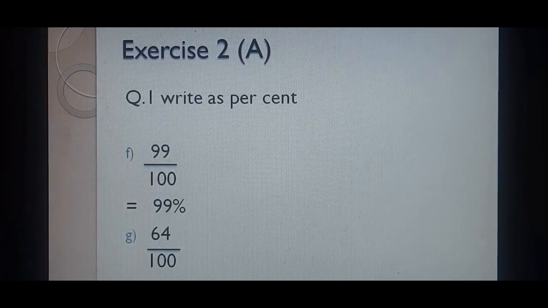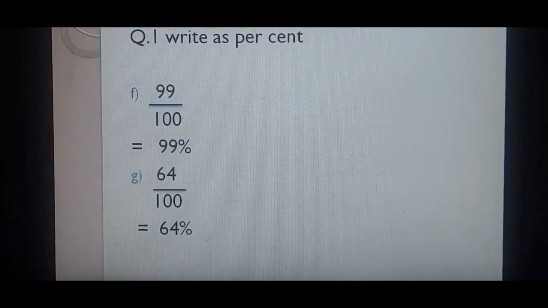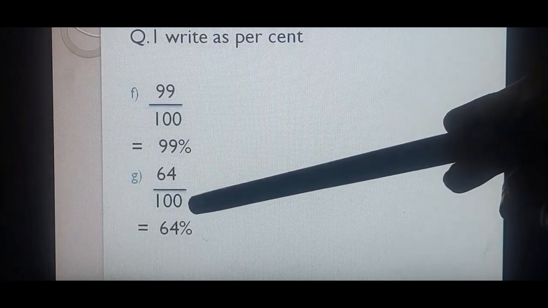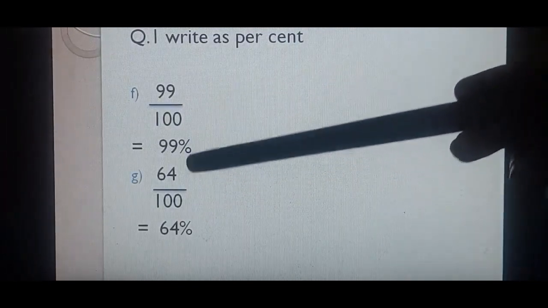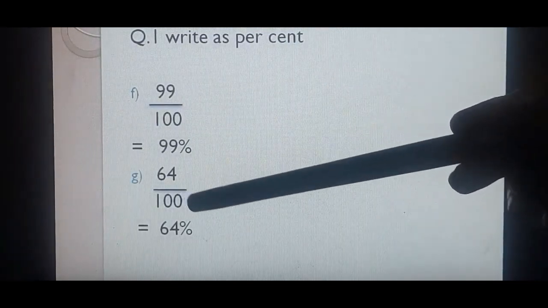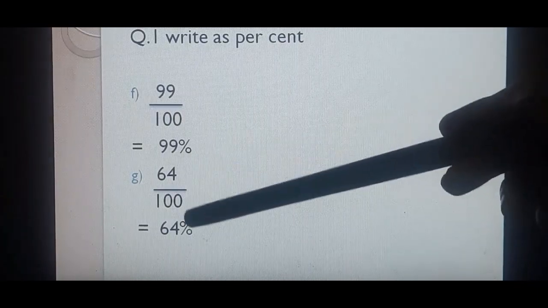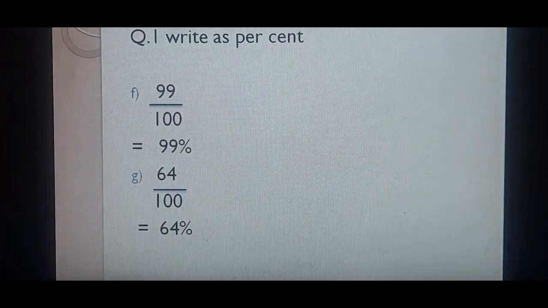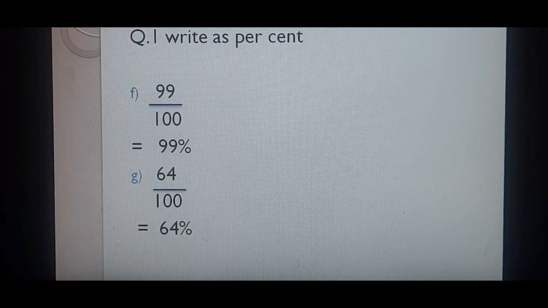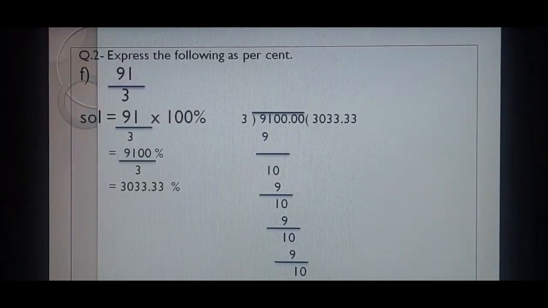Now G part. 64 upon 100. 64 is the numerator, 100 is the denominator. To write it as a percent, 1 upon 100 will become percent. So the answer will become 64%. It means upon 100 will be written in the form of percentage sign, because we know that percent means per every cent, 100.